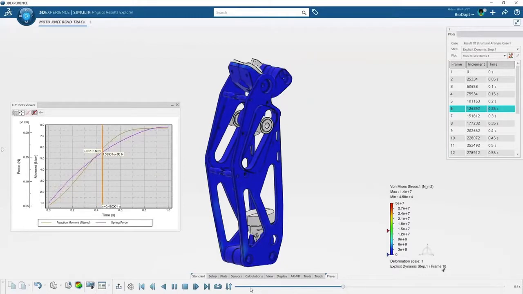So we can see the results: what the reaction forces are, what the stress is, and what the safety factor is. So we know that this component or this product is able to sustain it. So that's for the cloud simulation.